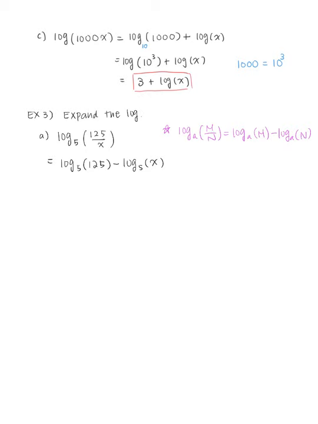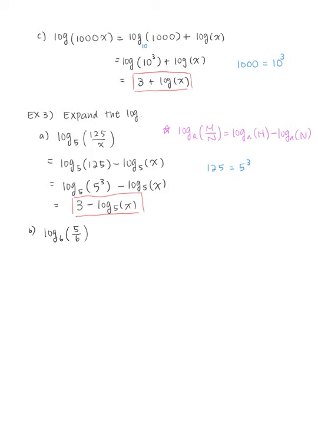Alright, now let's take a look at 125. Is there any way that I can write 125 in terms of base 5? Yup. 125 is 5 to the third. So I'm going to use that to rewrite this as log base 5 of 5 to the third minus the log base 5 of x. So this is going to be just 3 minus log base 5 of x. And I think this is going to be our answer.